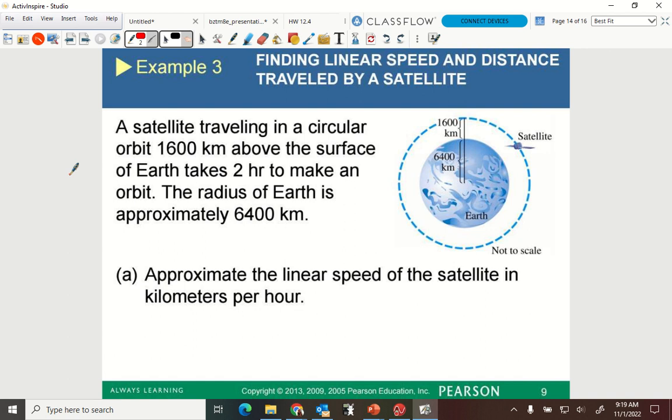A satellite traveling in a circular orbit 1,600 kilometers above the surface of the Earth takes 2 hours to make an orbit. The radius of the Earth is approximately 6,400 kilometers. That's true always, the radius of the Earth on all these problems is 6,400 kilometers. Okay? So, approximate the linear speed. What variable is that if I'm looking for linear speed? That's the v. That's my velocity.